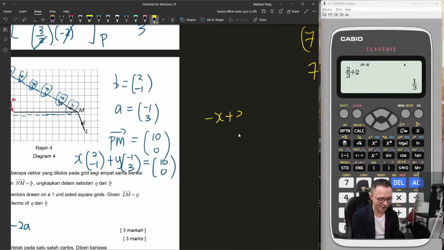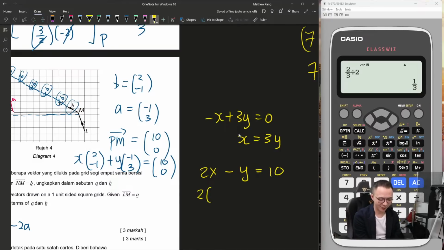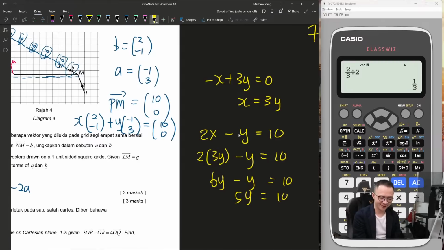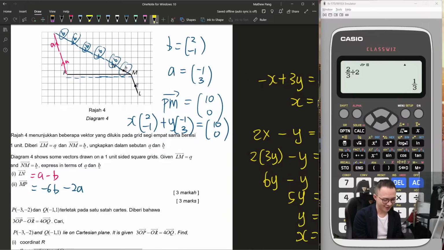Okay, negative x plus 3y equals to 0. Then x equals to 3y. Then 2x minus y equals to 10. Then 3y minus y equals to 10. Then 6y minus y equals to 10. Then 5y equals 10, quite smart. y equals to 2. Then x equals to 6. Is that correct?